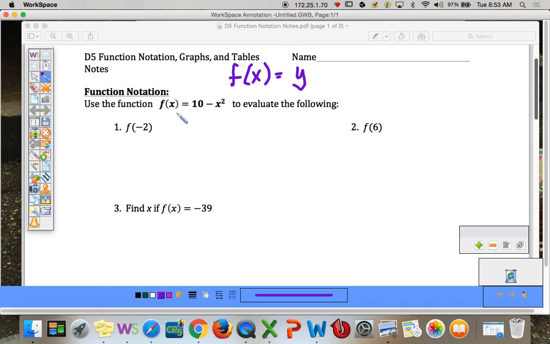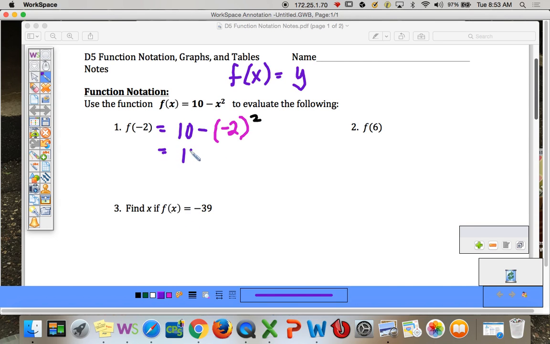So let's say we have this function, f of x equals 10 minus x squared. So this is telling us this is a function. Evaluate the following. F of negative 2 means plug in a negative 2 for x. So let's do that. We have 10 minus, and instead of x, let's plug in what x equals. Substitute in the negative 2, and it's squared. All right, let's solve this.